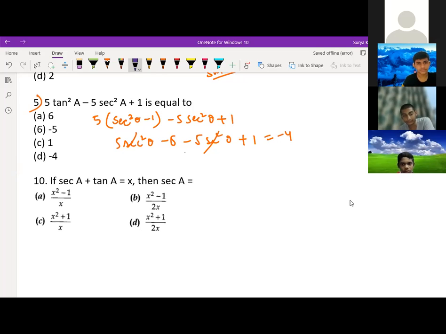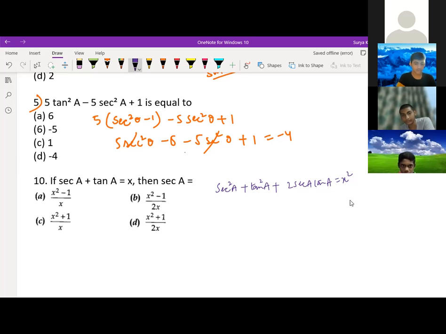Sec square a plus tan square a plus 2 sec a tan a is equal to x square. After this, sir, we know that sec square A minus tan square A is equal to 1. But sir, this is plus over here, it's not minus. Yes, I was also saying that. Okay.